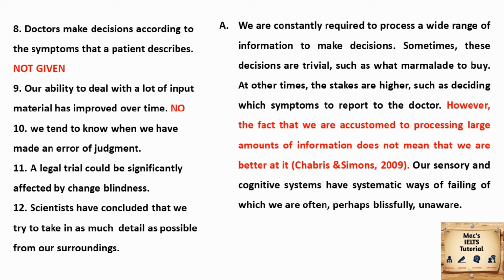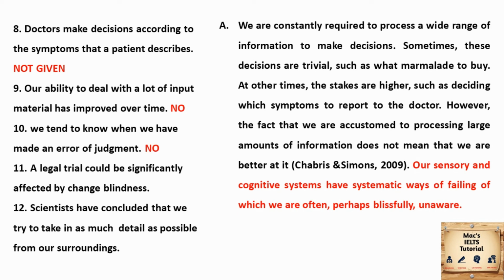Moving forward to the next question, the 10th question states that we tend to know when we have made an error of judgment. When we go through the same paragraph, we can notice that the writer has mentioned that our sensory and cognitive systems have systematic ways of failing, of which we are often, perhaps, blissfully unaware. Again, you can see that there is a contradiction. Hence, the answer for this question is no.